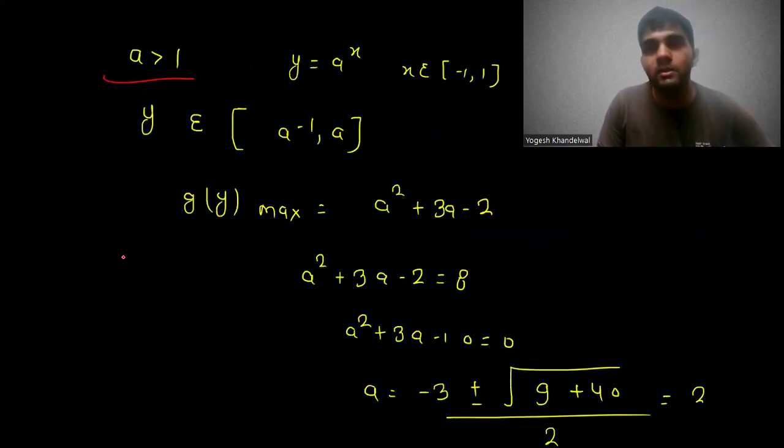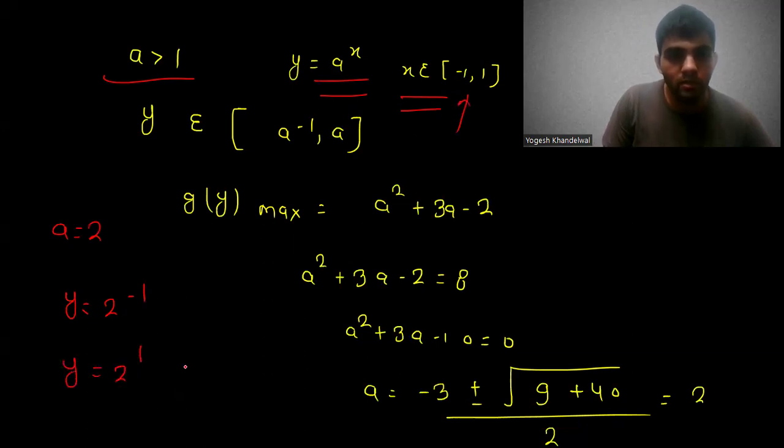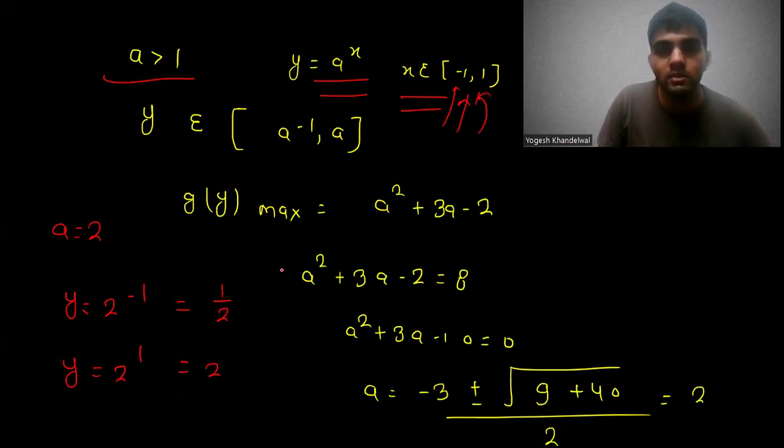What happened in this case? We have y = a^x and x belongs to the range -1 to 1. Like if you take a = 2, then the y value can take different values. If you put x = -1, then the value becomes this, and if you put 1, then this. So the minimum value is coming when you put x = -1, so this value is half and this value is 2, and the maximum value is coming when you put x = 1.